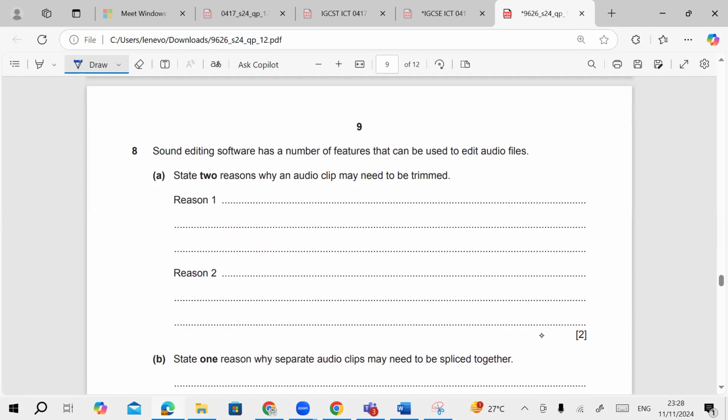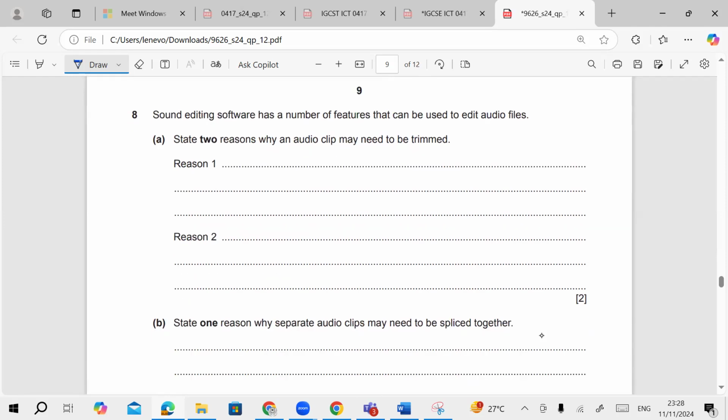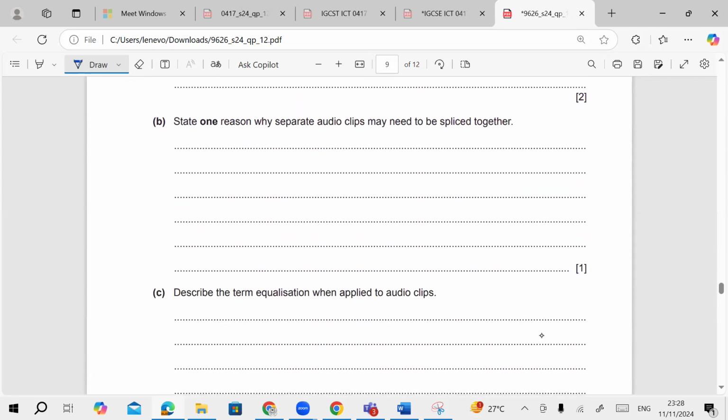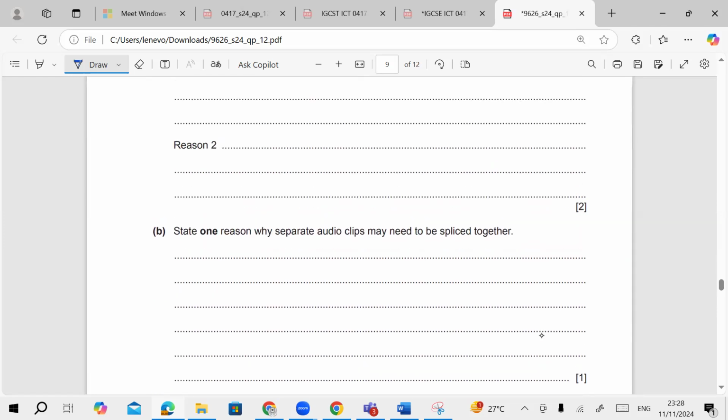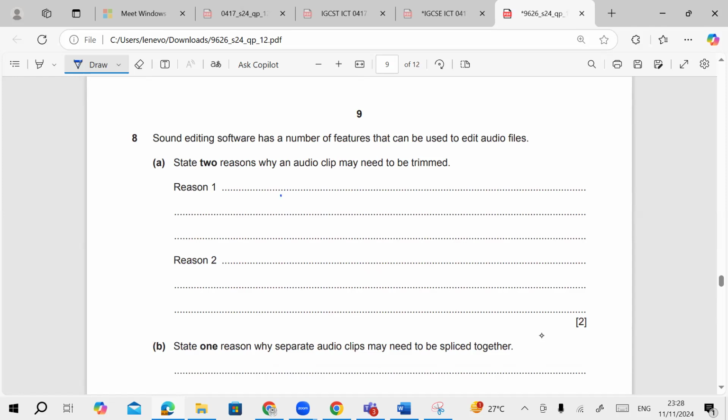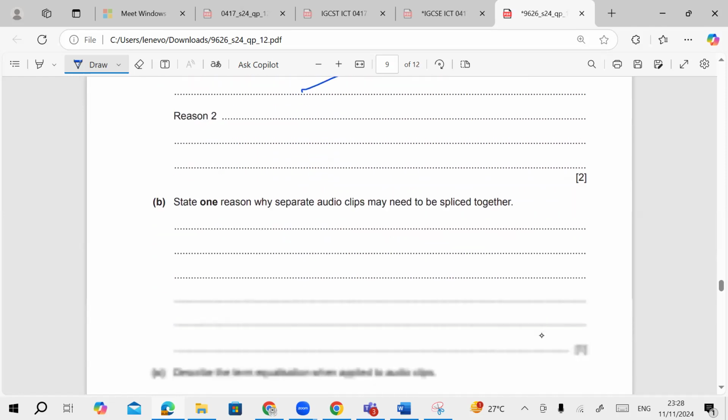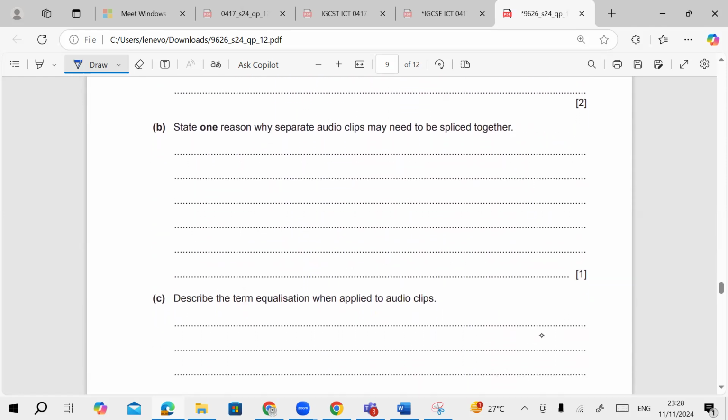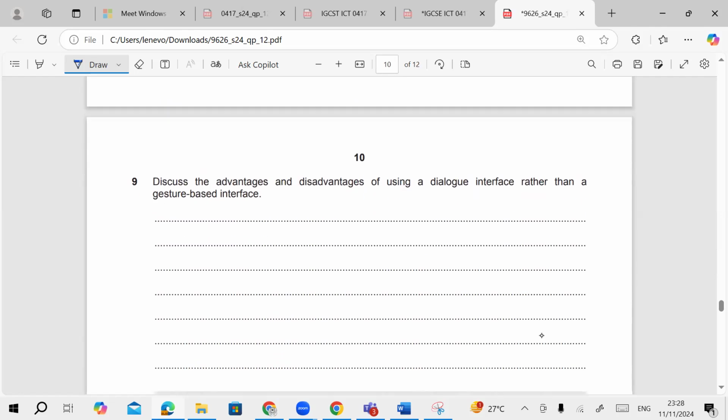Sound editing software has a number of features that can be used to edit audio files. State two. Since we have not discussed this right now, although it's pretty easy. State two reasons why audio clips are edited: to remove unwanted data, and to reduce the file size or length. State one reason why separate audio files may need to be combined. We can discuss that when we're done.